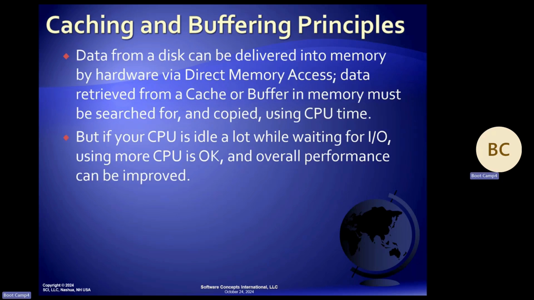The basic principle is that while data from a disk can be delivered into memory via direct memory access, and that's something that doesn't cost you CPU time because you're setting it up to begin and the hardware is doing the actual data transfer, if you're getting something from a cache, you're going to have to transfer that using CPU cycles from its cache area. You're going to have to search for it, find it, and then copy the data. The hardware's not going to be able to do that for you. Your CPU is going to be doing that. So that's going to be taking CPU time, which is bad.